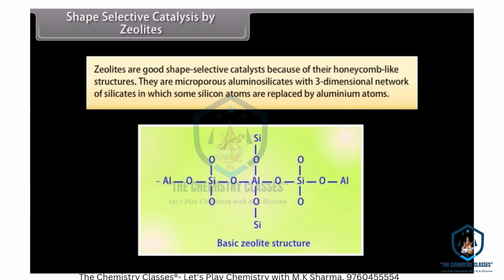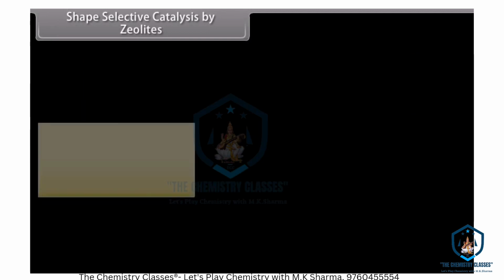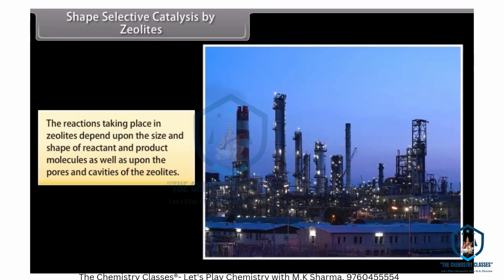Zeolites are good shape-selective catalysts because of their honeycomb-like structures. They are microporous aluminosilicates with a three-dimensional network of silicates in which some silicon atoms are replaced by aluminium atoms. The reactions taking place in zeolites depend upon the size and shape of reactant and product molecules as well as upon the pores and cavities of the zeolites. Zeolites are used as catalysts in petrochemical industries for cracking of hydrocarbons and isomerization.